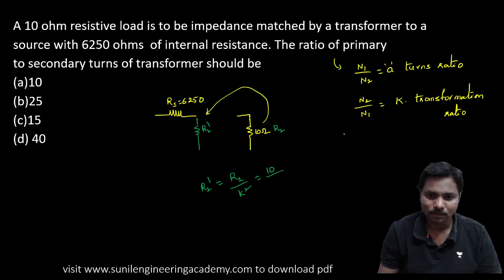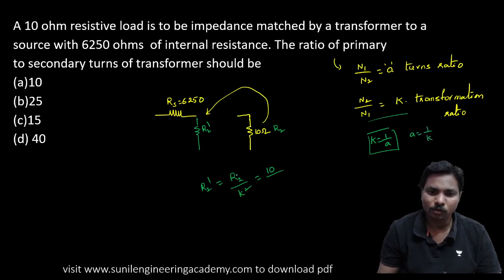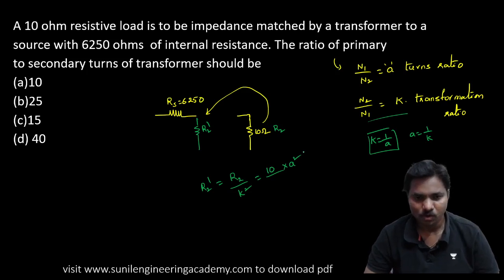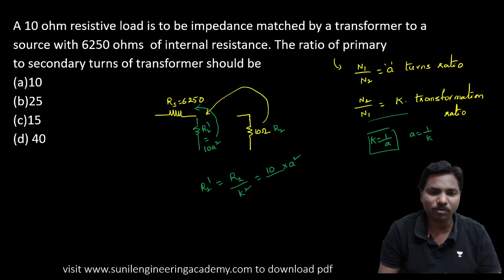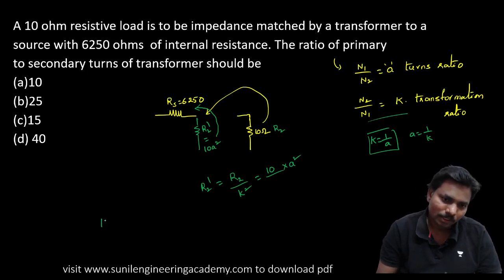K is nothing but the transformation ratio N2 by N1. That means we can make K equal to 1 by A, or A equal to 1 by K. So 1 by K square is A square, and this value is nothing but 10A square. This has to be matched with the source. What is the maximum power transfer theorem or matching theorem? Whenever the load resistance is equal to the source resistance, that is R2 dash is equal to RS, 6250.